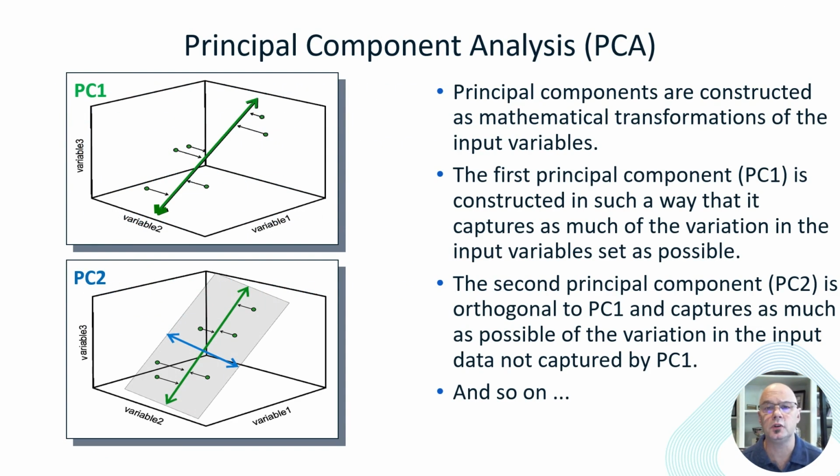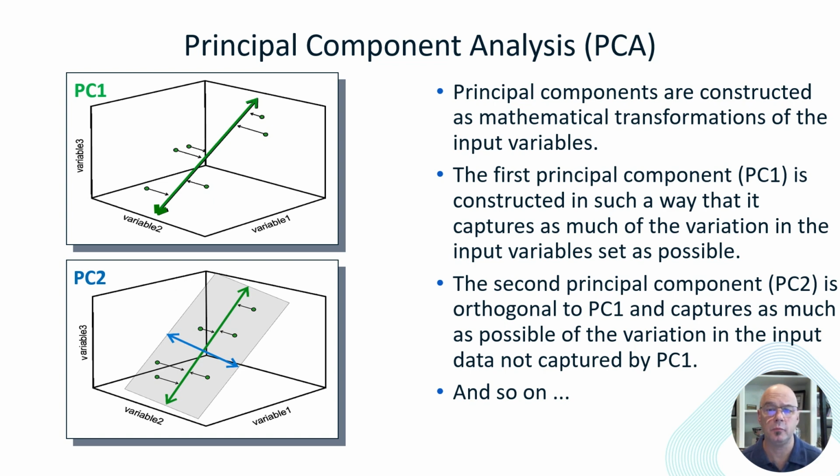And we'll be using principal components in our demonstration, probably because it's the most widely known of the feature engineering methods that the node has, and therefore I won't need to spend a whole lot of time talking about it. Principal components are constructed as mathematical transformations of the input variables. Each principal component is a linear transformation of the variables, and each principal component is constructed of all of the variables in the data set.